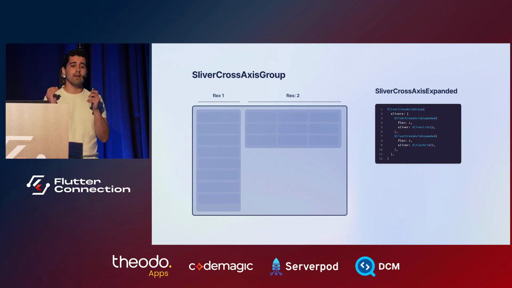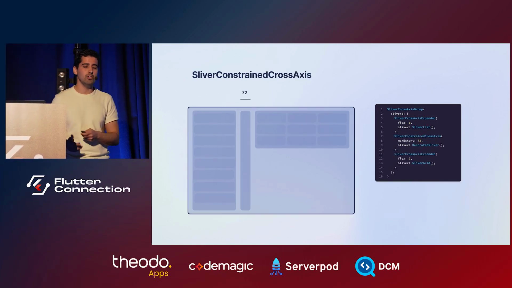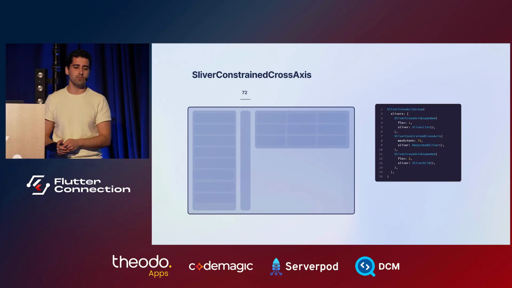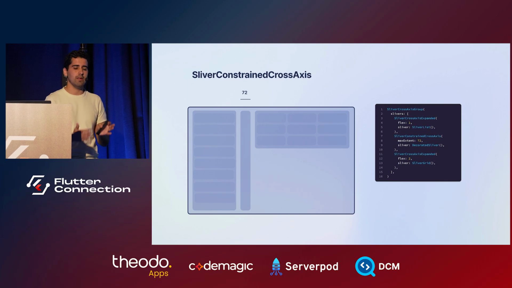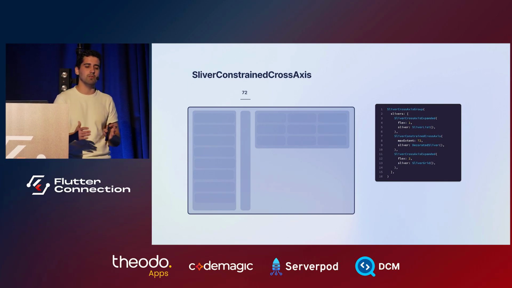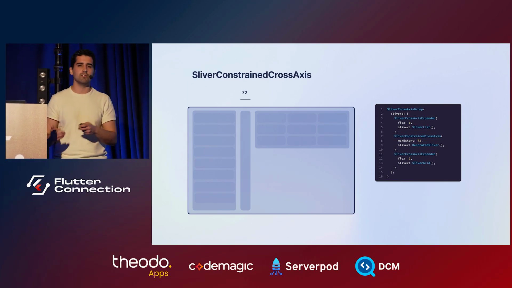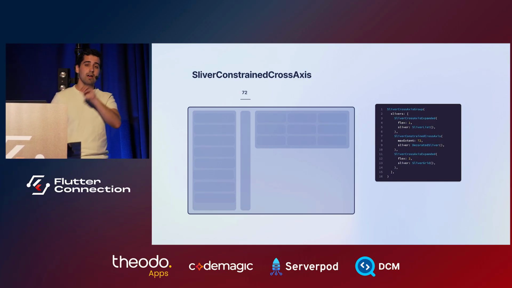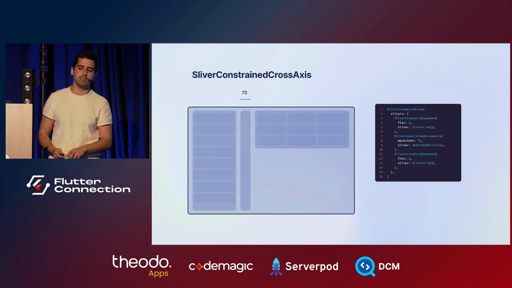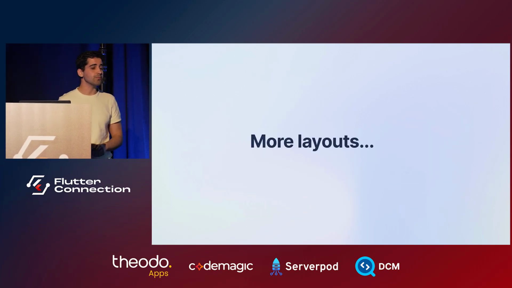We can also define a fixed width, like using this constraint cross-axis sliver. That way you define the max extent the widget can have. It can be smaller, but you define the maximum and it will try to expand to that. So with all of this combined, you can have multiple scenarios. You can even have a main axis group inside a cross-axis group and things like that.